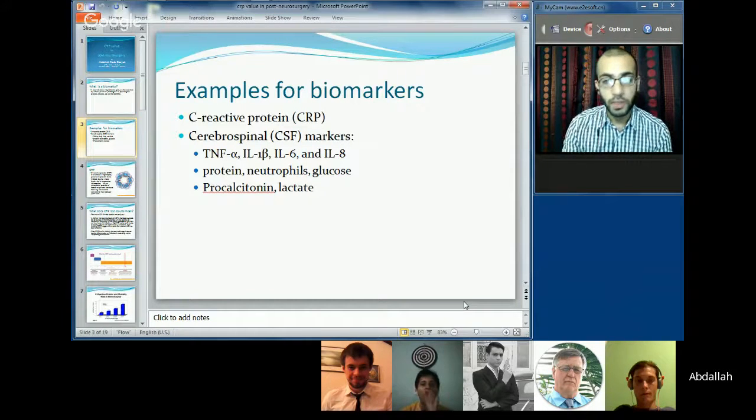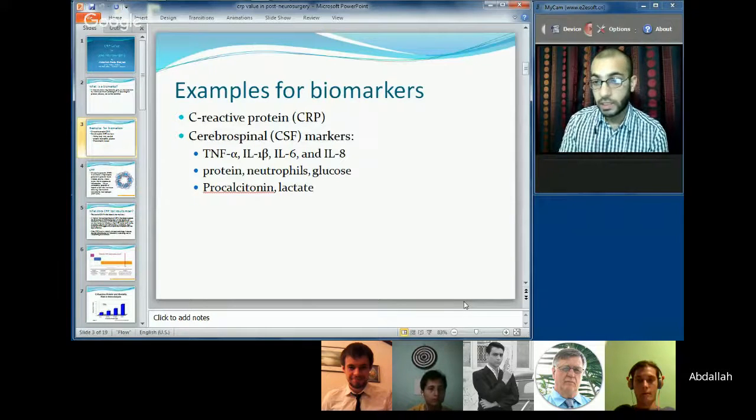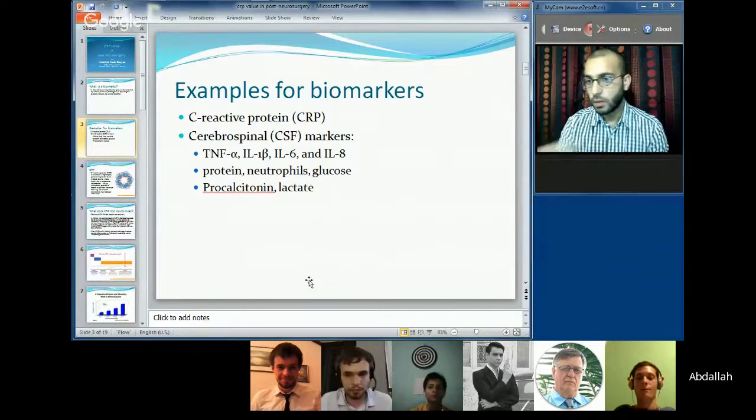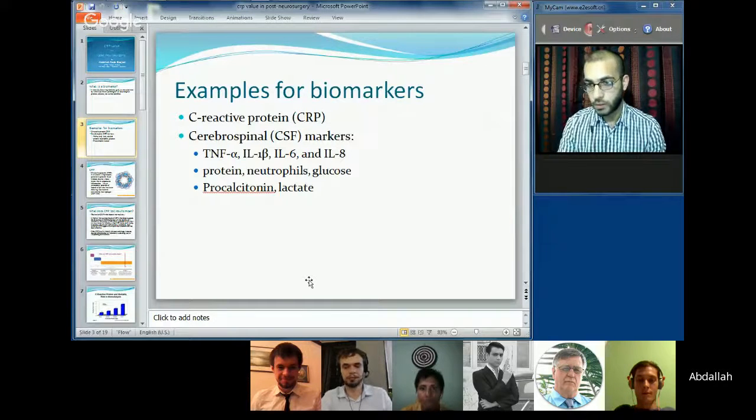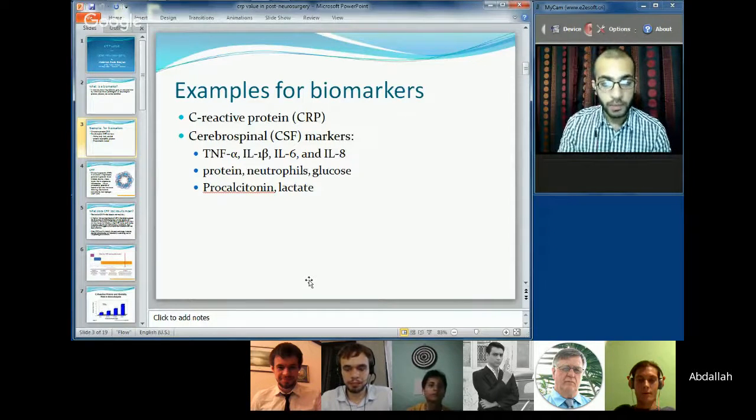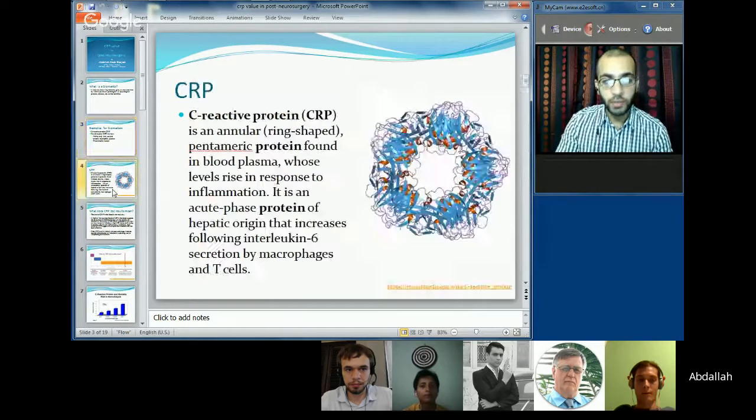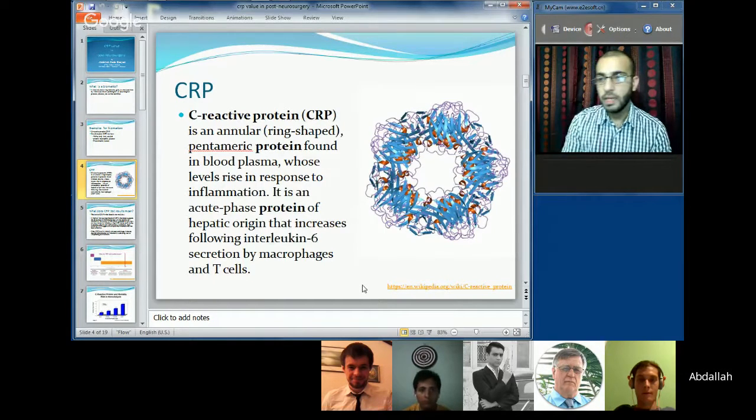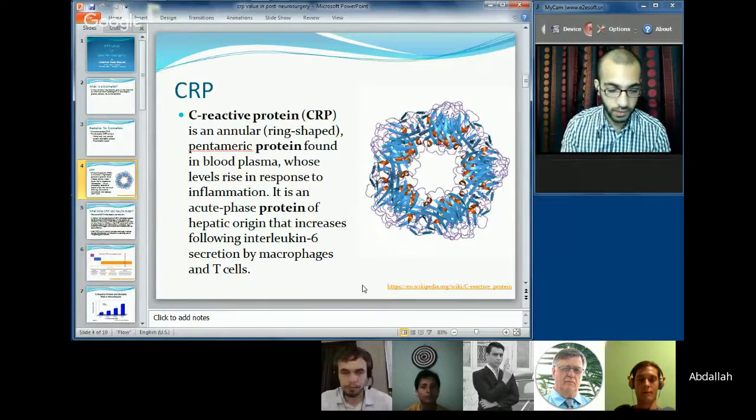We also have cerebrospinal fluid markers like tumor necrosis factor alpha, interleukins. We have proteins, neutrophils, glucose, procalcitonin, lactate. Those CSF markers that we see here are also used in neurosurgical approaches and applications, but the topic of today is C-reactive protein because the C-reactive protein, as we can see here, is a protein that's found in blood plasma. And C-reactive protein is pretty common, and I think everybody here knows what it is and learned about it in physiology and physiopathology and everywhere.